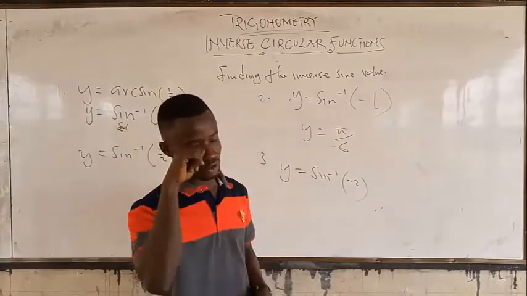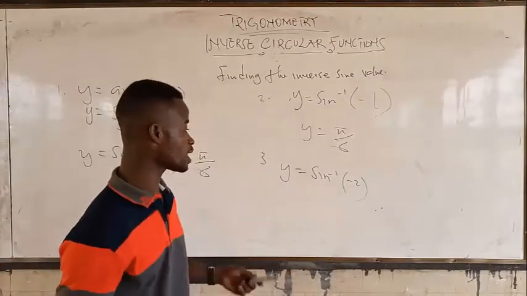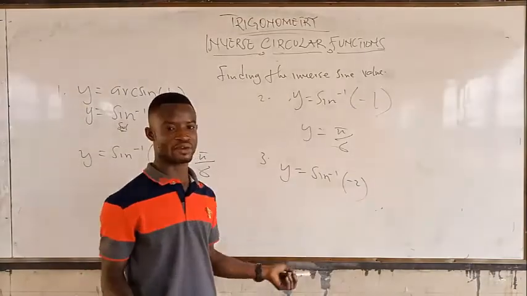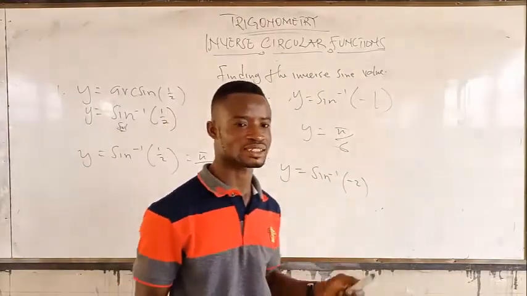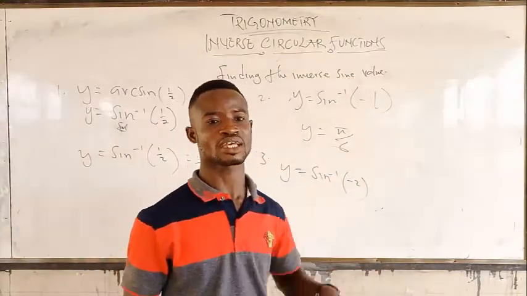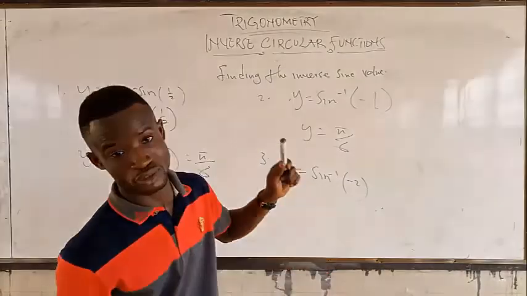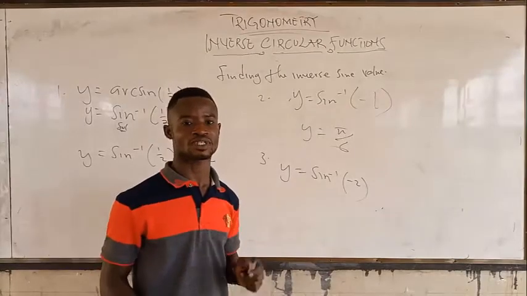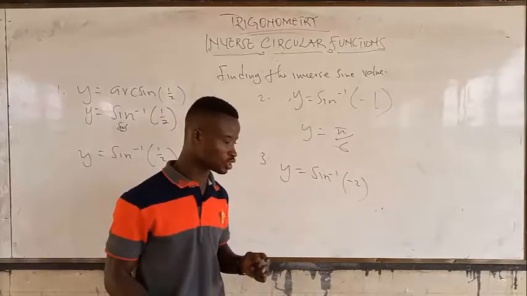Now you can see that when you put in sine inverse of negative 2, sometimes you see a syntax error, sometimes you see a math error. What this means is that on the graph, you can see that this does not exist because negative 2 is not in the domain of the sine function.